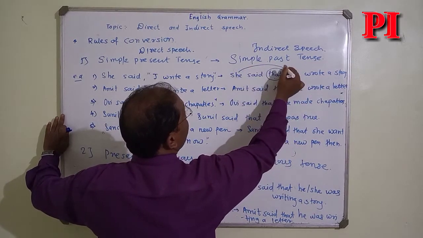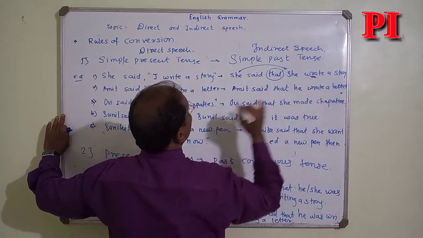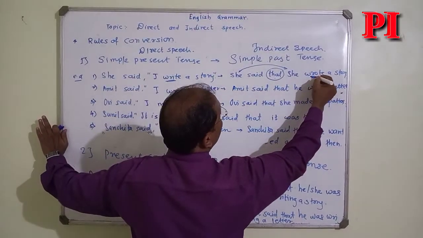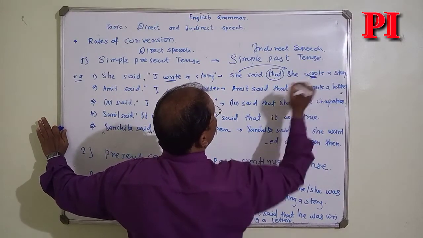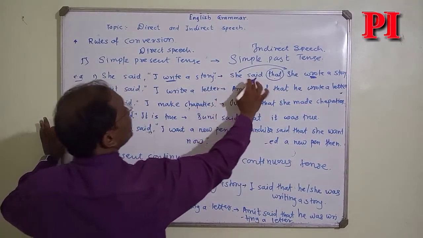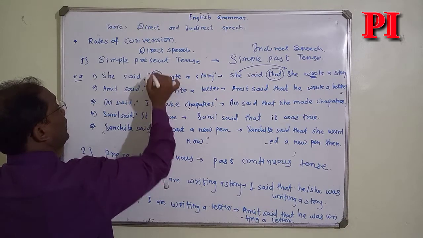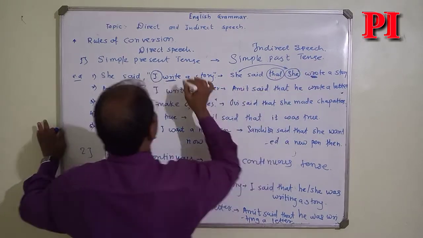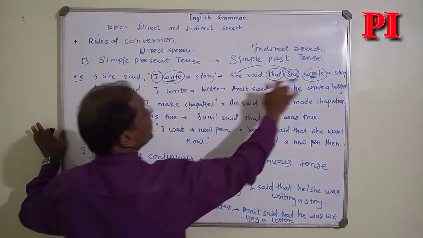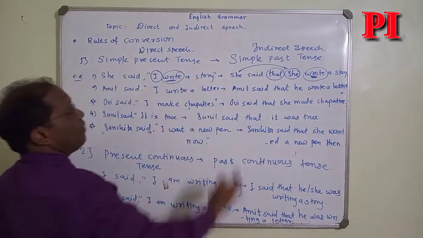She, the same pronoun is here, so we use "she" as it is. Then "write" we converted: here is the present tense, and here we write it in the simple past tense, "wrote." The remaining part as it is we write. Means the answer is like this: She said that she wrote a story. Here I converted into "she," then "write" converted into simple past tense. The remaining part as it is we write, and at the end of the sentence we give the full stop. We don't write inverted commas there.